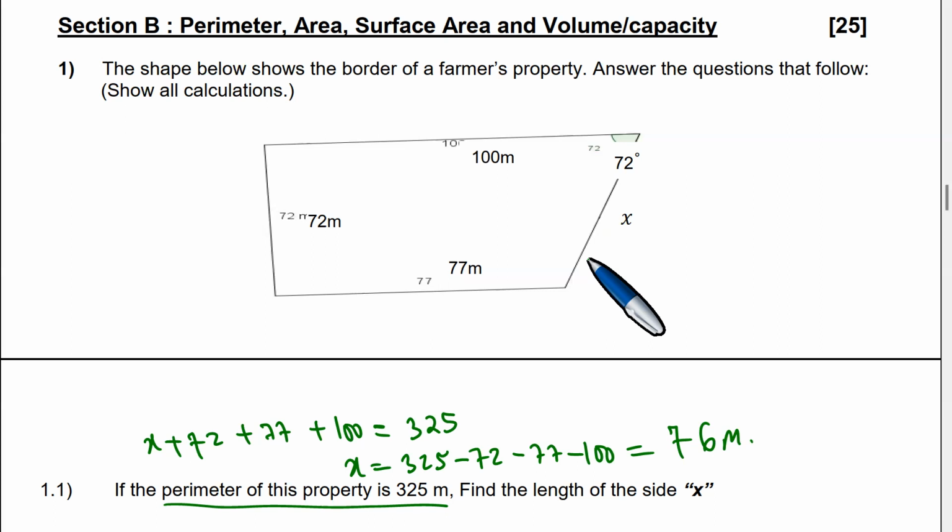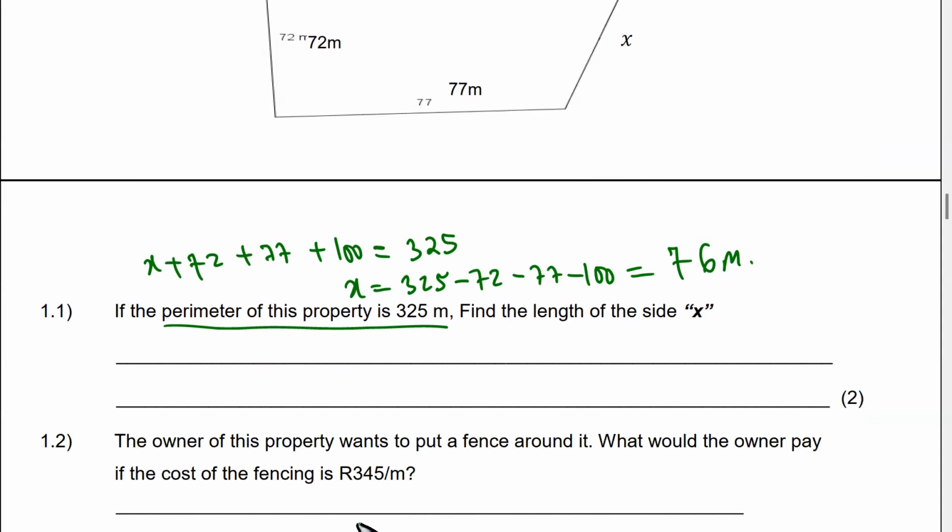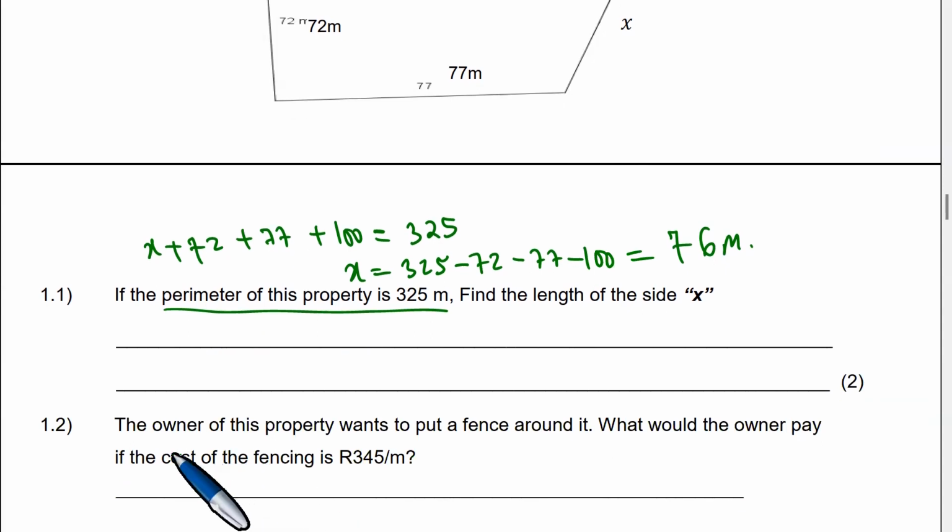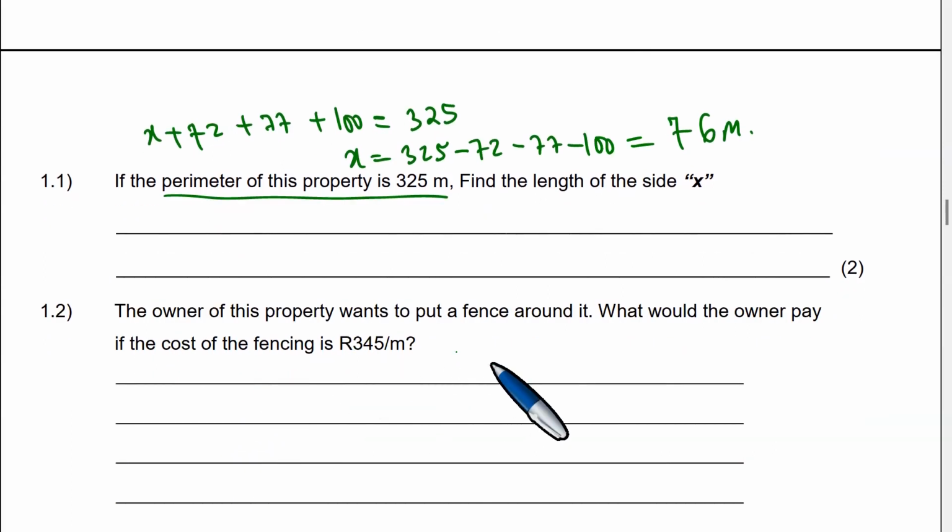So next. Okay, next question. The owner of this property wants to put a fence around it. What would the owner pay if the cost of fencing is 345 rand per meter? What do you think is the answer to the question?